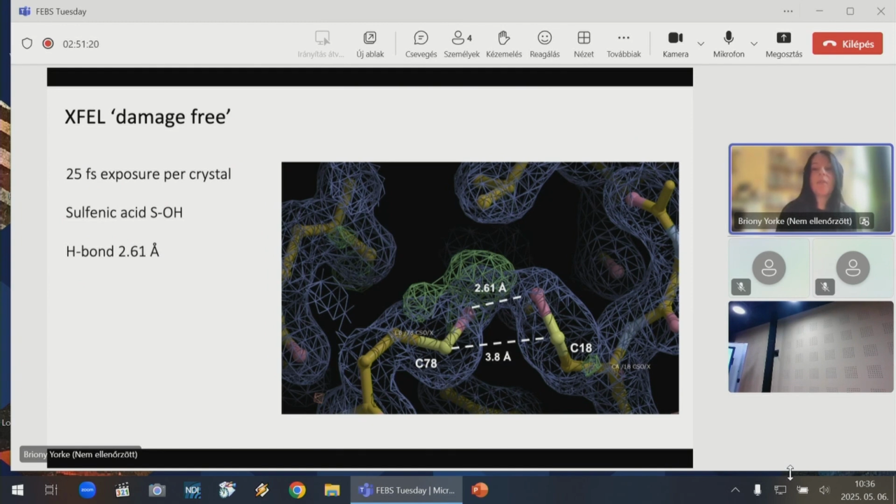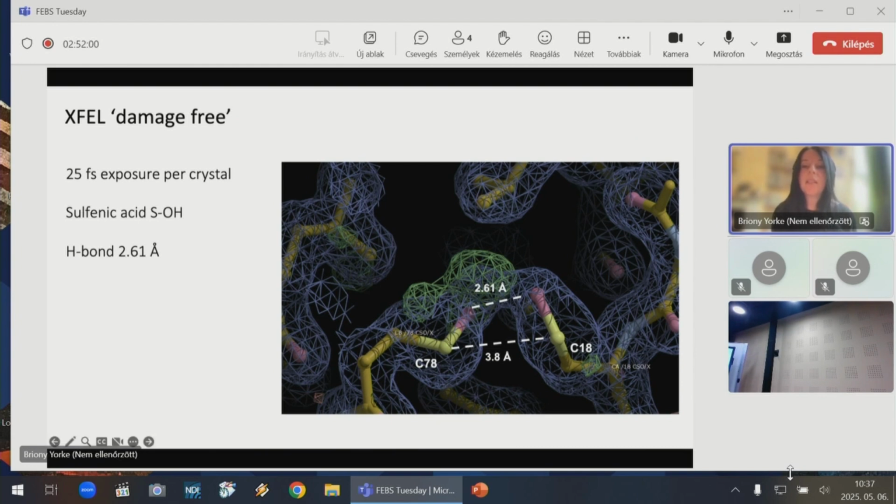We collected our first XFEL structures in 2023. At that point, we were supposed to do some UV initiation, but the pump laser wasn't working. So we collected lots of dark structures. And so we collected our dark glutathione structure. So we had a time point for subtracting for our difference maps. And what we found is when we only have the 25 femtosecond exposures per crystal, we were able to obtain what we're thinking of as our damage-free structure.